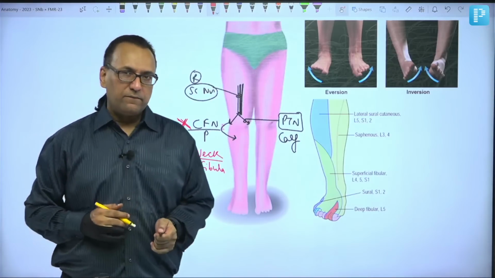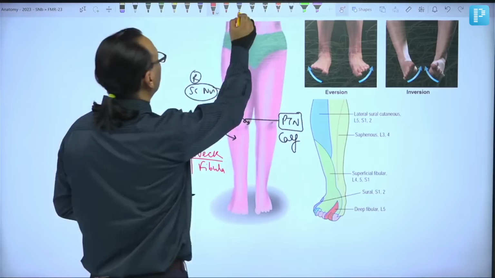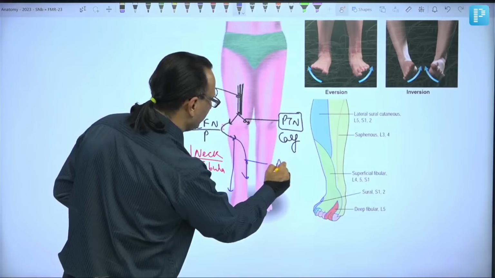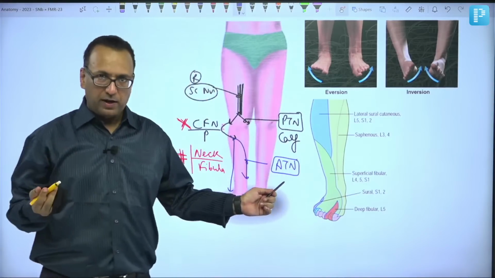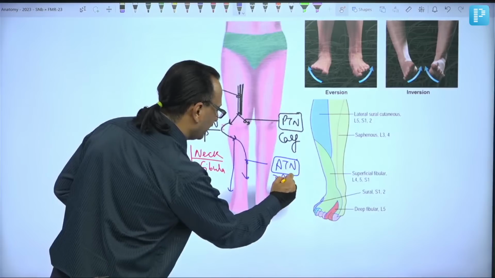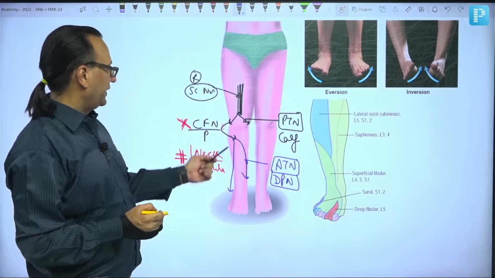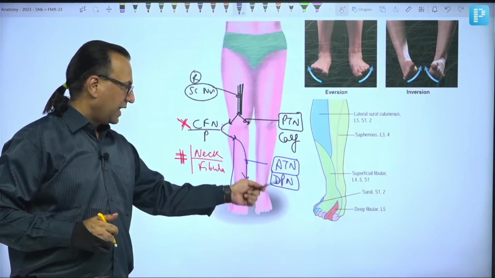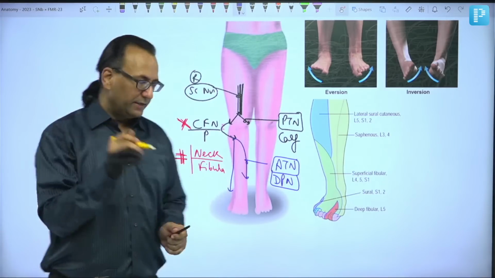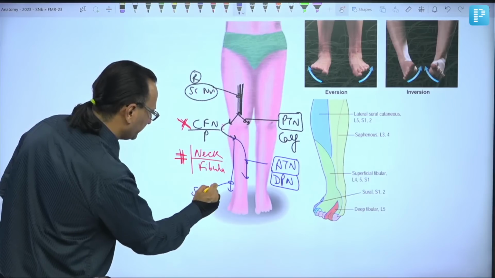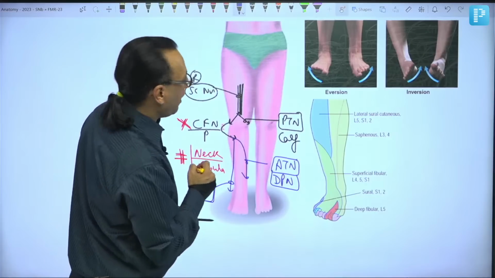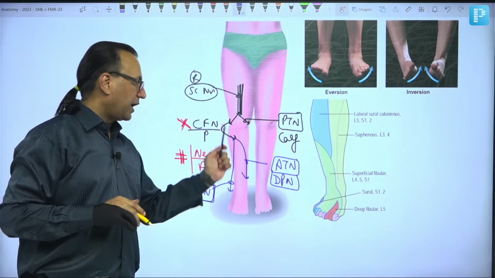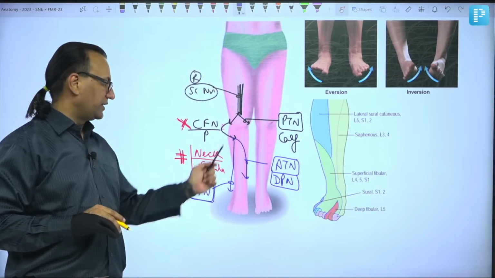Now this is called common because it divides into two. So what are the two branches it will give? One is the anterior tibial nerve because it goes anterior to the tibia, which is also called the deep peroneal nerve. So the common peroneal nerve will divide into two. One will go anterior to the tibia, the anterior tibial nerve, also called the deep peroneal nerve, and the other is going laterally, and it is called the superficial peroneal nerve. So the name common is because it divides into superficial and deep branches. The deep branch is the deep peroneal nerve or anterior tibial nerve, the superficial branch is the superficial peroneal nerve.